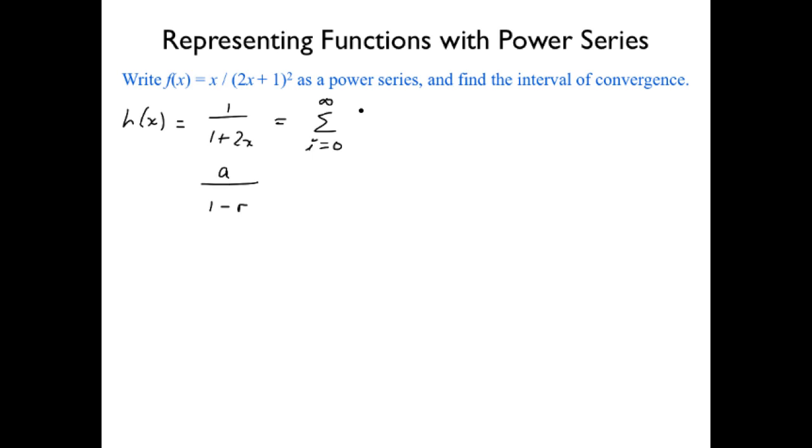Okay, Caitlin, did you get it? Very good. So first we have to think of this as 1 minus negative 2x. And then our a is 1, and our r is negative 2x. And we know that for a power series, starting at i equals 0, it would be a r to the i.